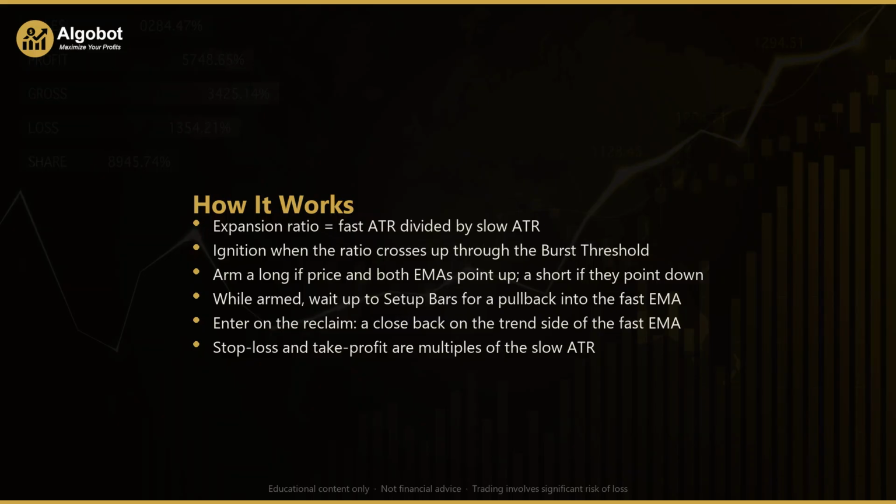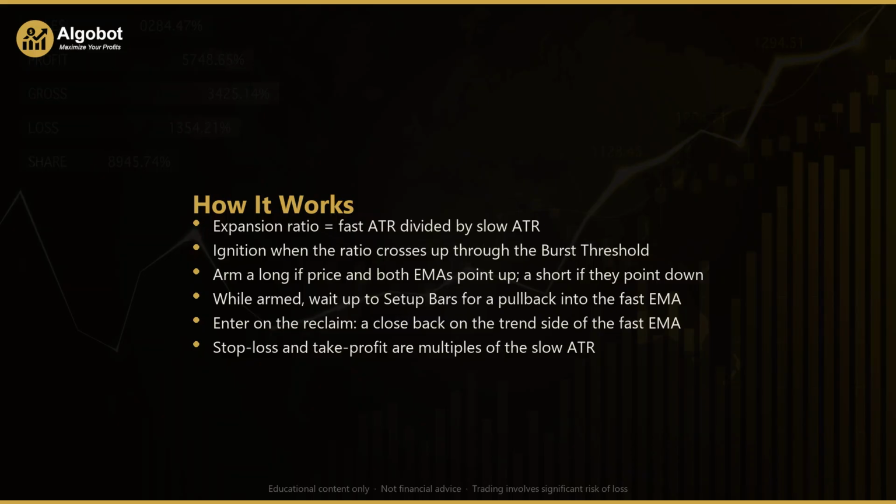At that ignition moment, the strategy checks direction. If the closing price is above the slow-moving average and the fast-moving average is also above the slow-moving average, it arms a long setup. If the close is below the slow-moving average and the fast line is below the slow line, it arms a short setup. If the picture is mixed and direction is ambiguous, it arms nothing and simply keeps watching. Once a setup is armed, a countdown begins. The setup stays valid for a limited number of bars, defined by the setup bars input.